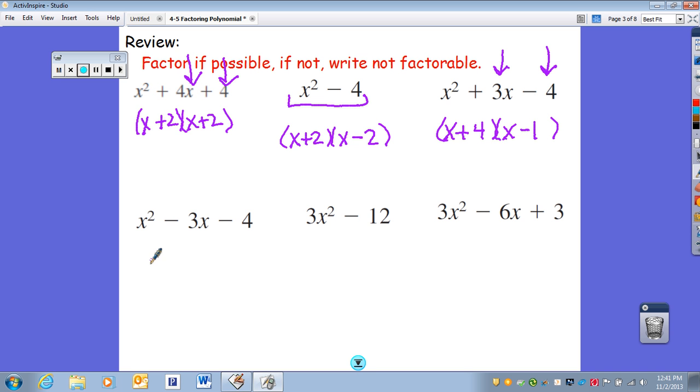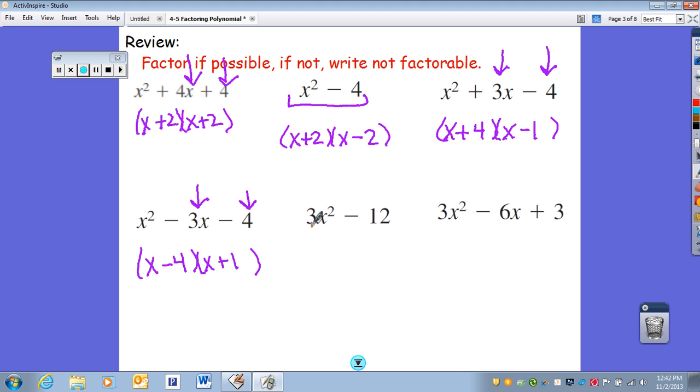In our next example, we take a look for our common factor, and there isn't one. So we will factor, giving us x times x for x squared, and I want two numbers that multiply together that give me negative 4, but when I add them together I get negative 3. In this case, that's going to be negative 4 and positive 1.